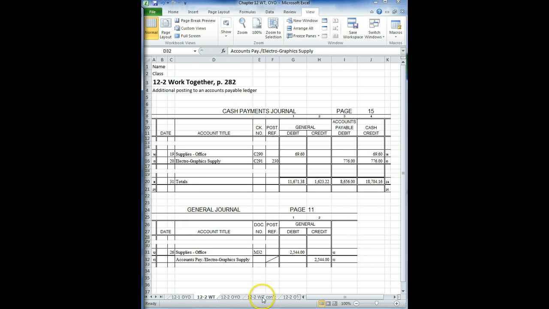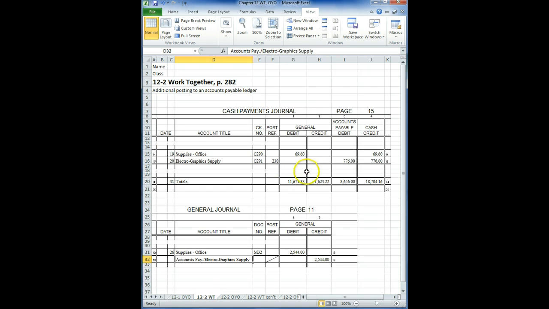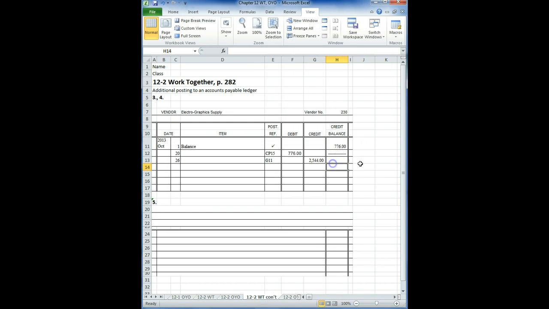So we're going to go to 12-2, work together to post this. And the things we need to know, it's General Journal, page 11. It happened on the 26th of the month, and it was a credit for $2,544. So let's go back to our ledger. It was the 26th. We only need the day since we already have the month and the year. It was General Journal, page 11, and the credit was for $2,544. And if we're in any doubt, we can come back over here and look, $2,544. All right, so we need to do math, right? We had a $0 balance. We just had a credit of $2,544.